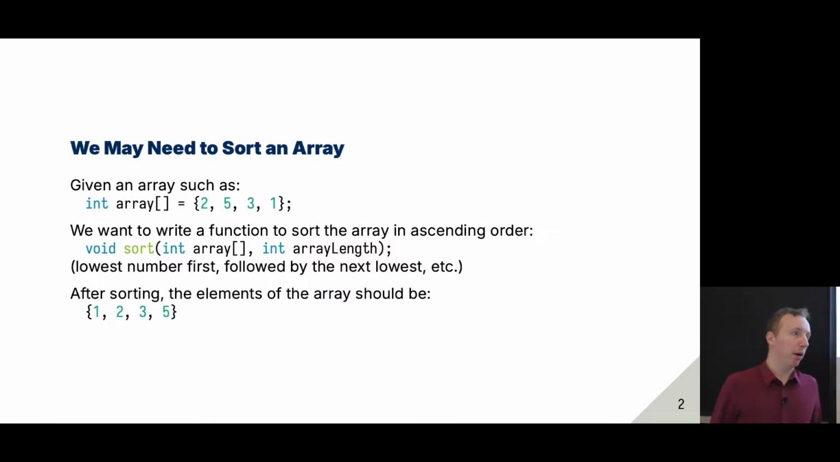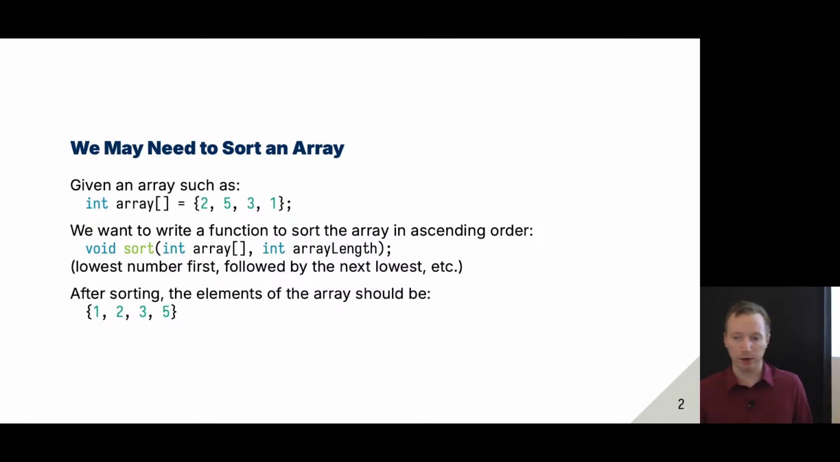So here is our problem for today. We may need to sort an array. So we are given an array such as this int array that has 4 elements in it. The elements will be in order of their indexes, so start at index 0 and go on. The actual values are 2, 5, 3, 1. And we want to write a function that will sort the array in ascending order.